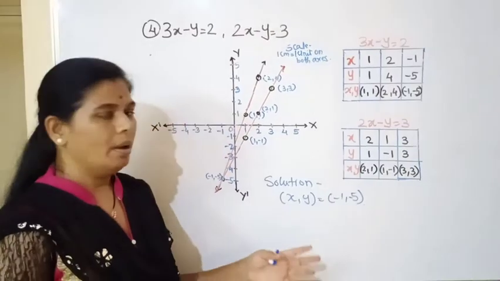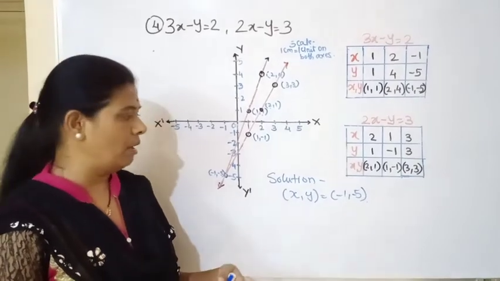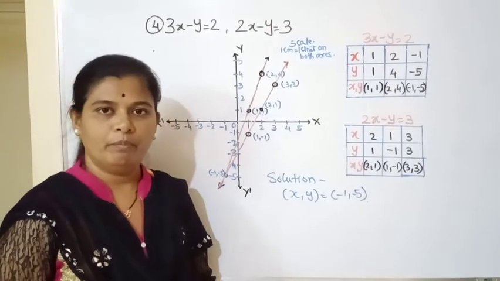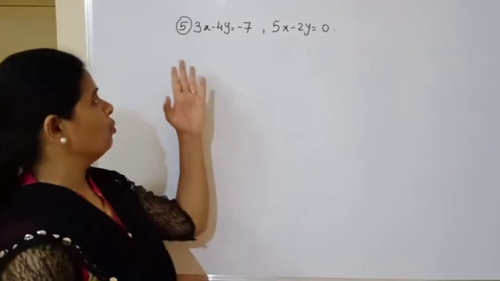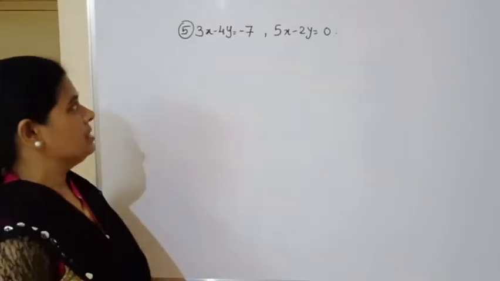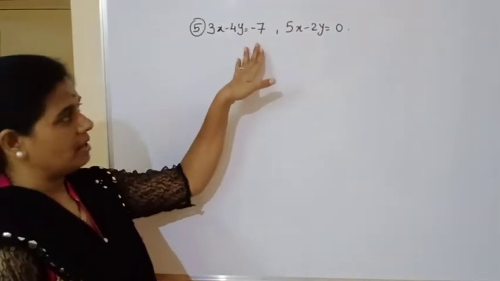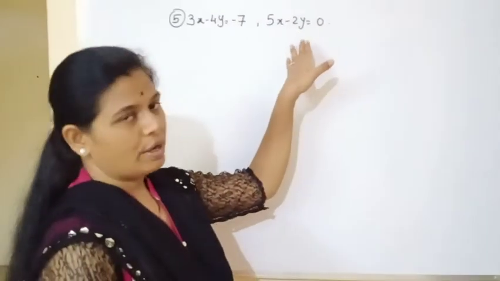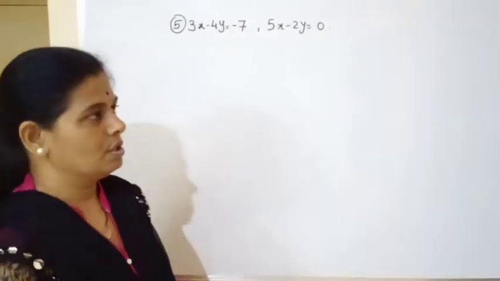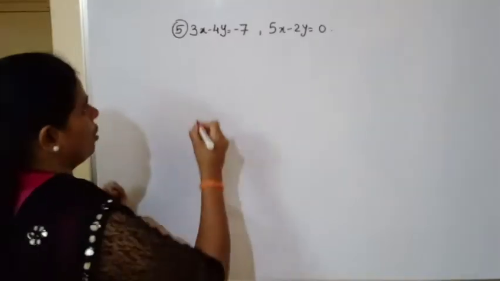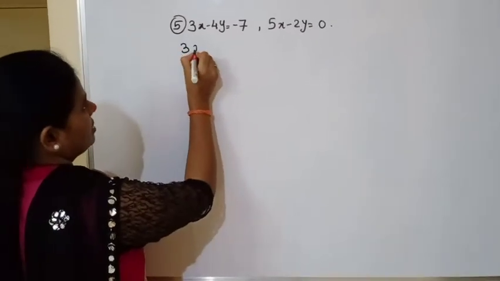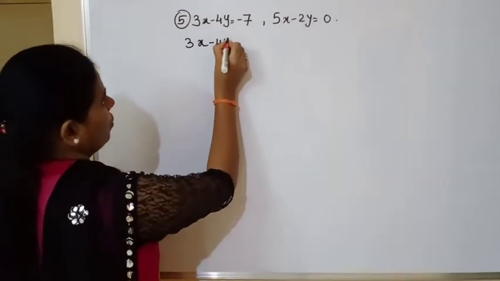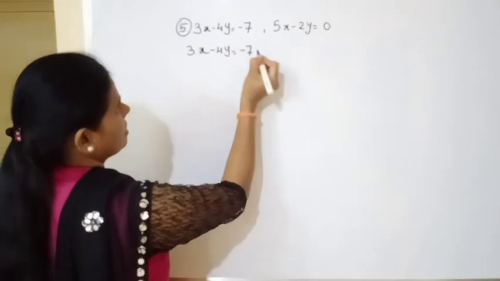So in this way, by using the graphical method, we are able to find the value of x and y. Okay, now we move towards the next sum, that is 3x minus 4y equal to -7 and 5x minus 2y equal to 0. This is our second equation. Now we will solve one by one. First is 3x minus 4y equal to -7.